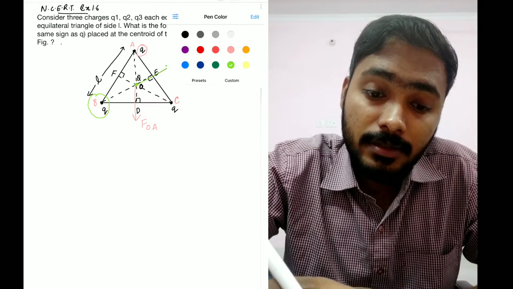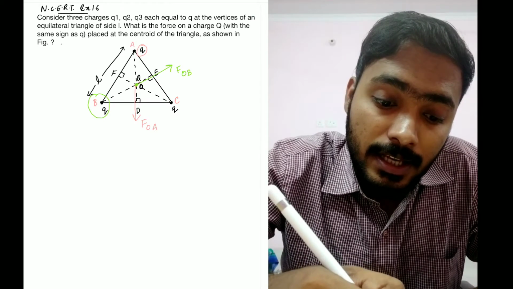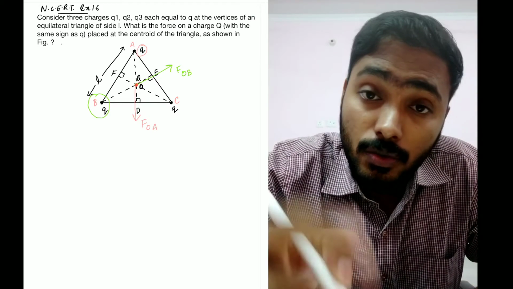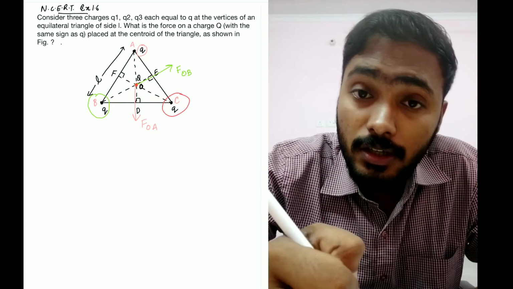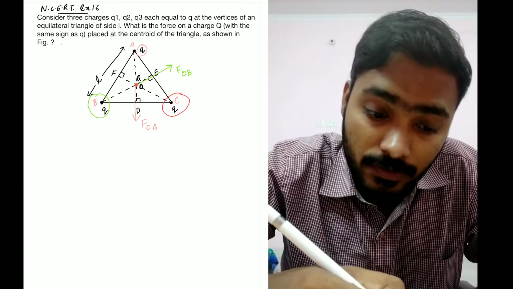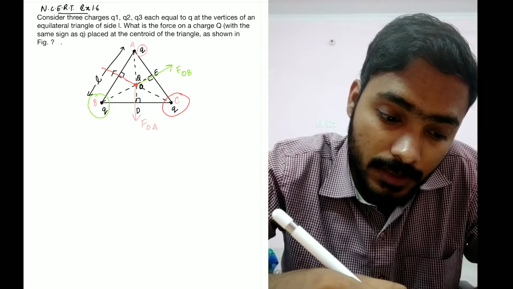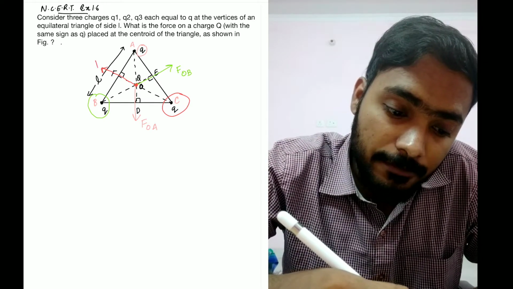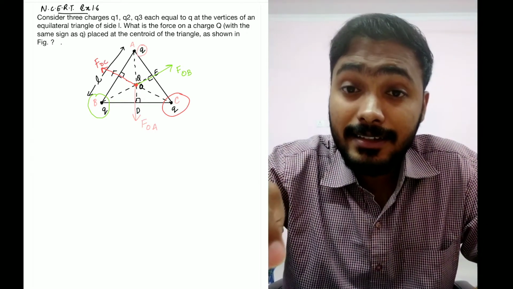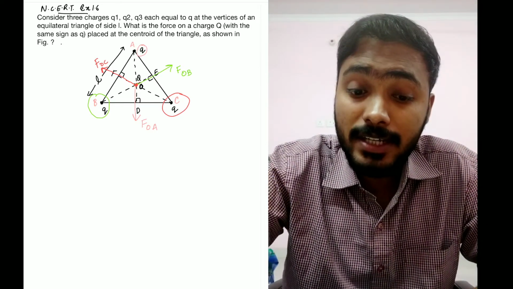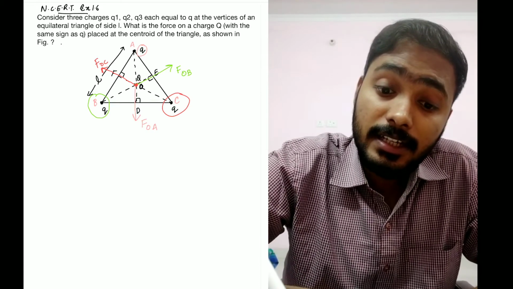Again, this charge is going to experience one more repulsive force because of the q charge sitting over here, which will be in this direction, and let me call that the force on O due to C. I hope that is understandable. So you can see there are three vectors, there are three forces.